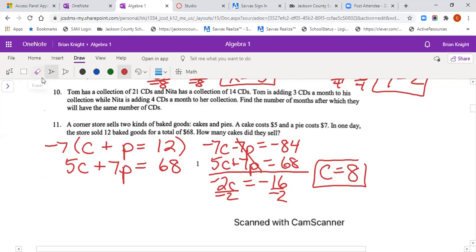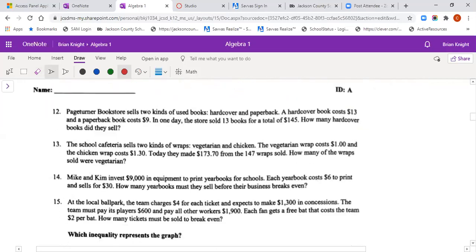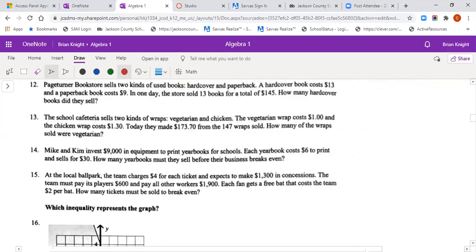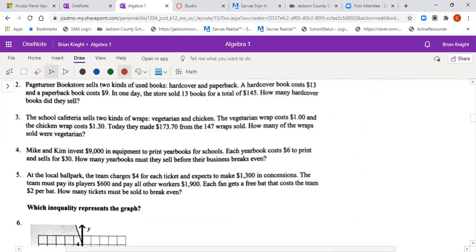Page 2. More word problems. Woo! I love, yay math. Yay math. Exactly right.